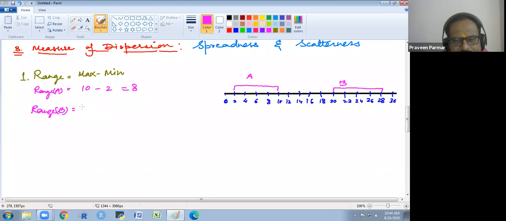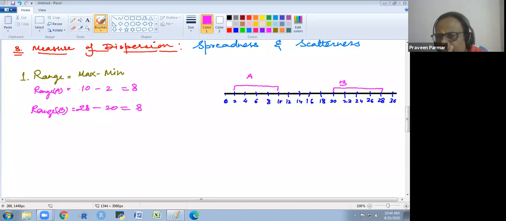What would be the range of B? Same. 8. Correct. If I give you only the range of A and the range of B, can you come to some conclusion with this range A and range B?